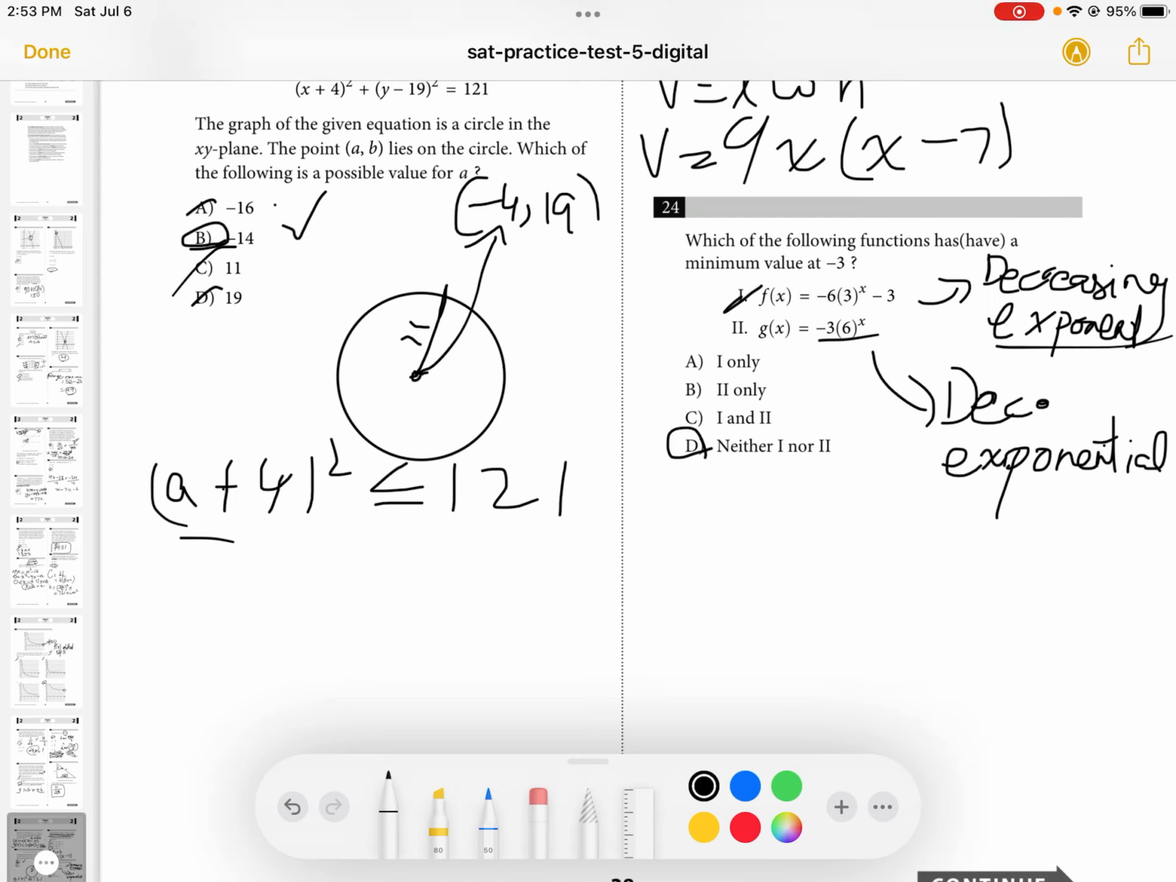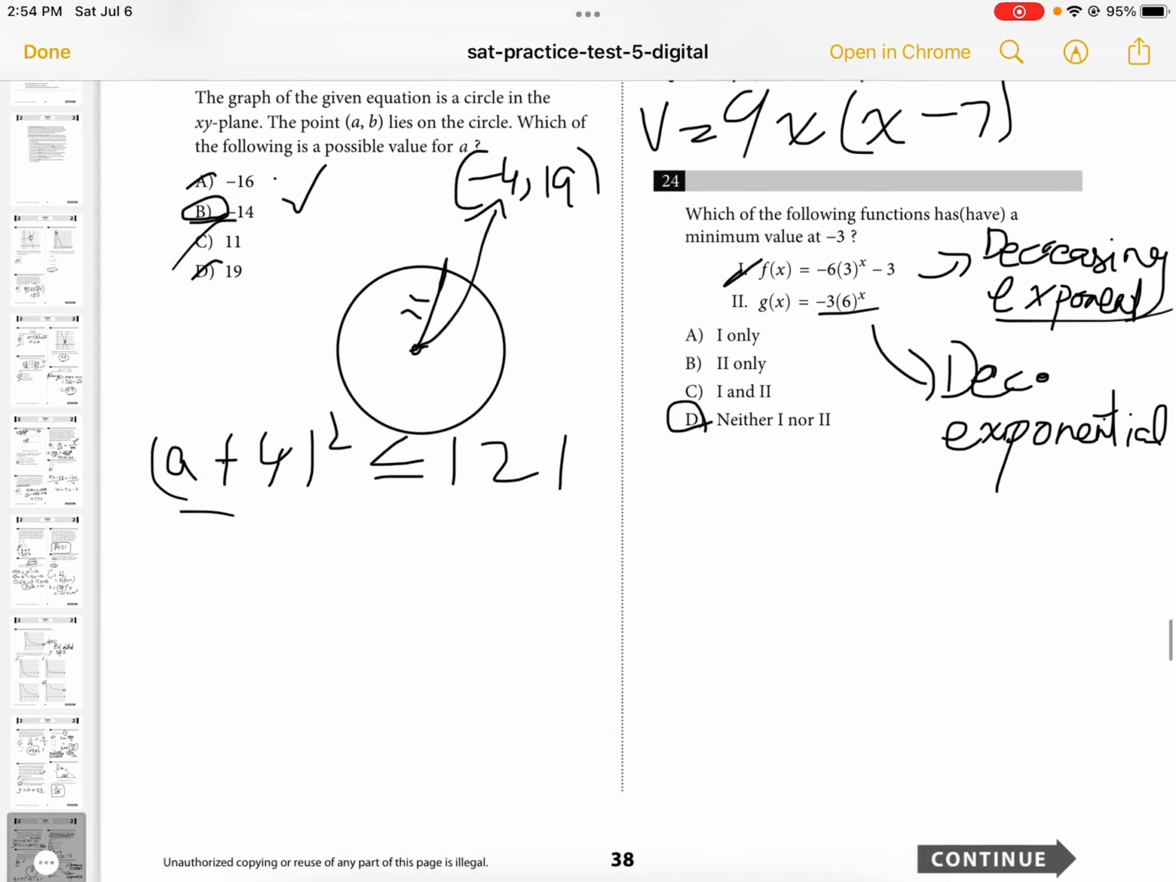And we can make sure in this, we can graph this. I'm pretty sure graphing calculators are allowed throughout the math test. So we can graph both functions. So let's see. We can graph the first function. It does not have a minimum value. It just keeps going down to negative infinity. And let's graph the second function, negative 3 times 6 to the x. Yep, that also keeps going down to negative infinity, so they don't have minimum values.